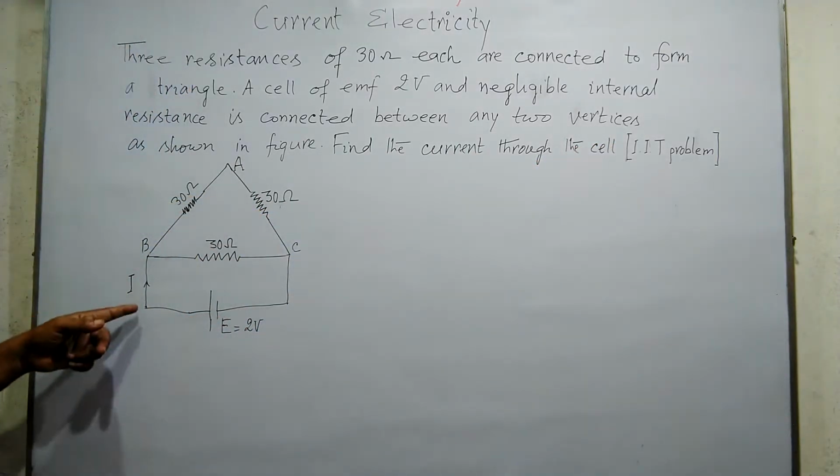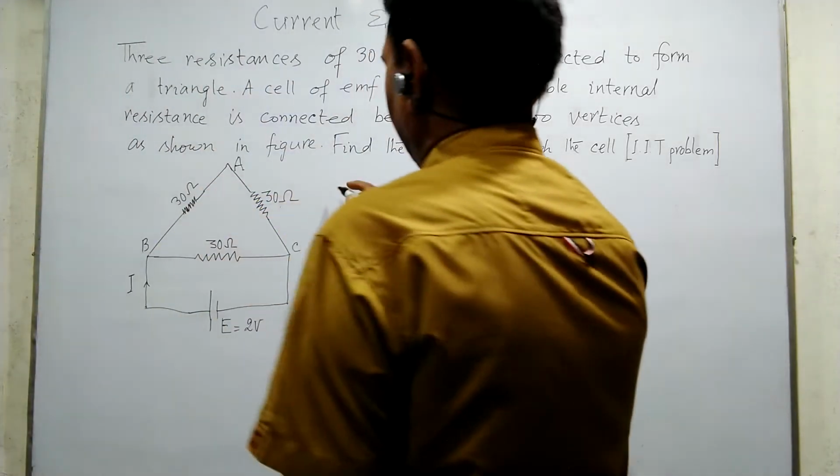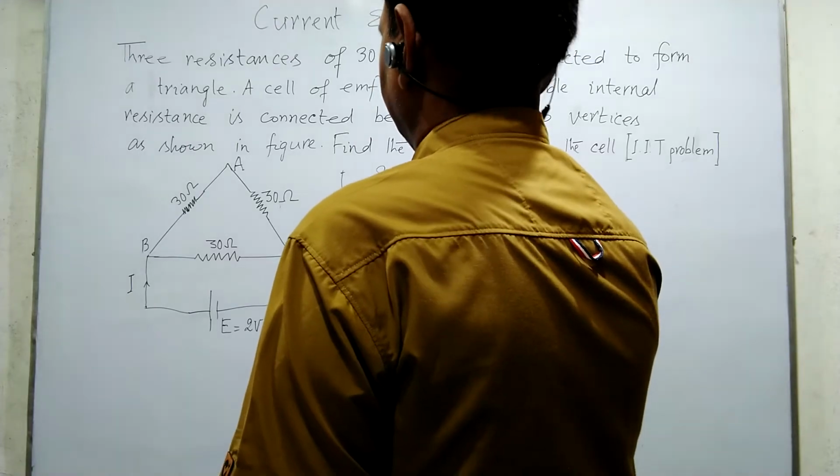Let us say that the current passing through the cell is I. Then what we have to do? We have to find out the value of I. I equal to what? Okay.